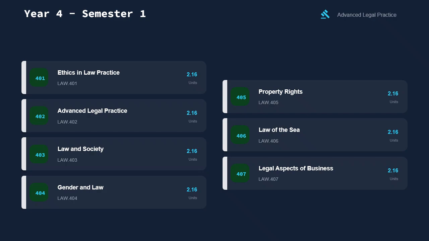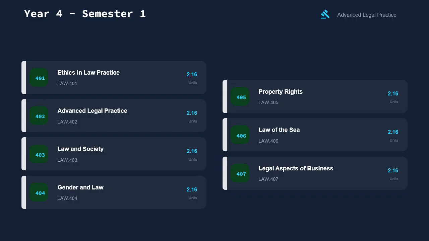2.1 Strategic thinking, case theory, risk assessment, and decision-making. Advanced practice requires strategic thinking beyond tactical execution. Lawyers must develop case theories that align facts, law, and client objectives, assess risks, legal, financial, reputational, and make informed decisions under uncertainty.